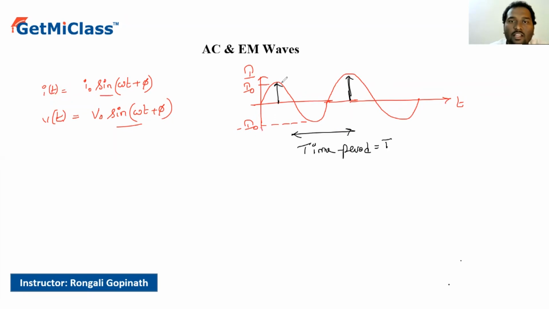Let's say the angular frequency with which it is oscillating is omega. Then we can say that T is equal to 2 pi by omega, which represents this part. So omega into T represents the angle theta, right? That's why I of t is I naught sin of theta plus alpha, and V of t is V naught sin of theta plus alpha.